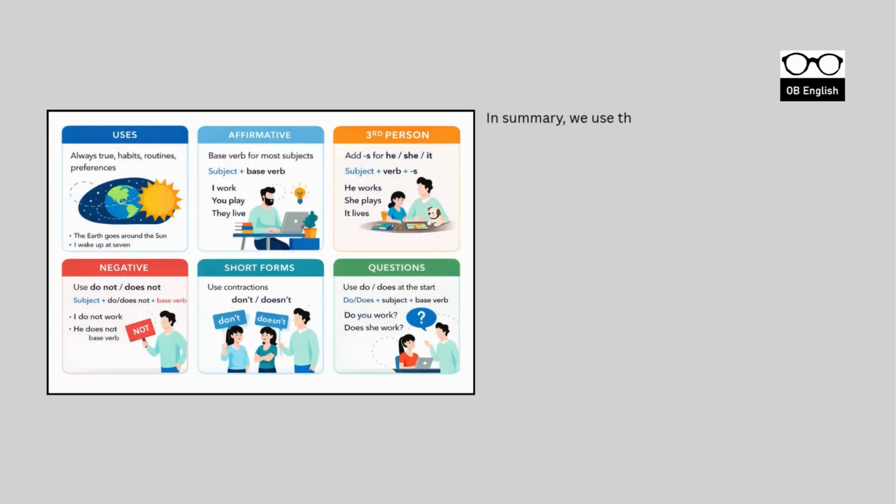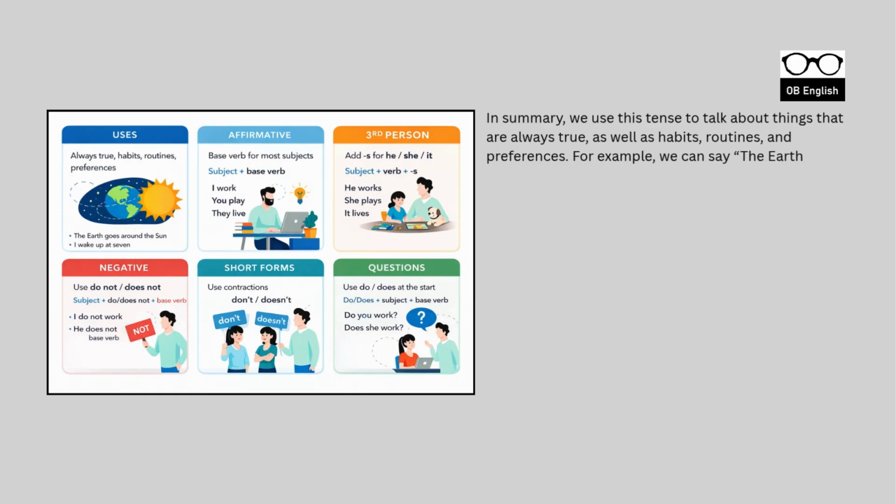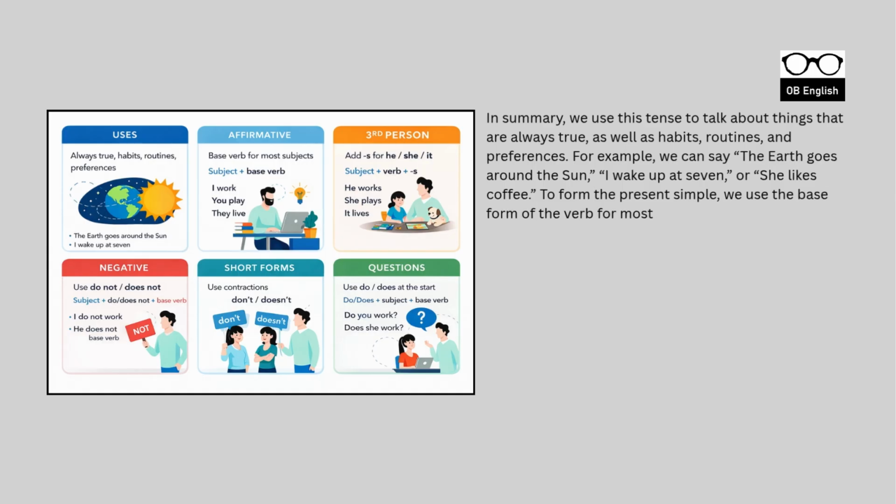In summary, we use this tense to talk about things that are always true, as well as habits, routines, and preferences. For example, we can say, the earth goes around the sun, I wake up at 7, or she likes coffee. To form the present simple, we use the base form of the verb for most subjects, such as I work, you play, and they live.